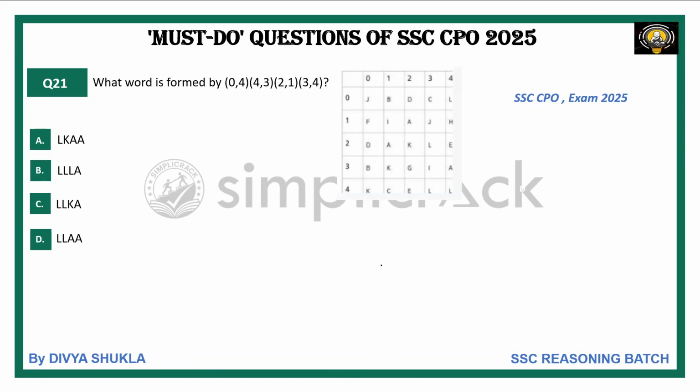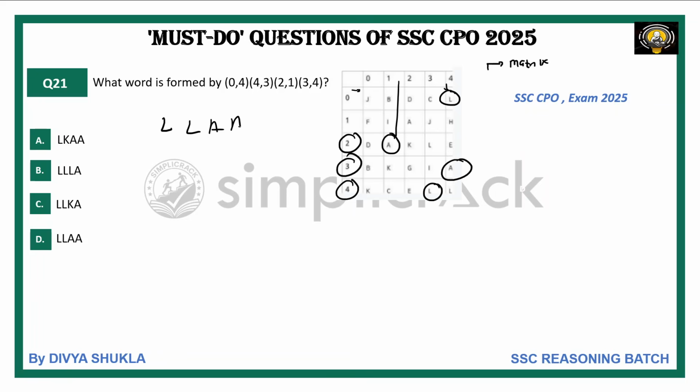Okay, let's see the next one. What word is formed by 0, 4, 4, 3, 2, 1 and 3, 4? Understand, this is a question of chapter matrix. Now 0 comma 4, that means this is 0 and this is 4, so this is L. 4 comma 3, so this is 4 and this is 3, that is L. 2 comma 1, this is 2 and this is 1, that is A. And 3 comma 4, 3 is this and this is 4, that is A. L L A A, option D is the correct answer for this question.